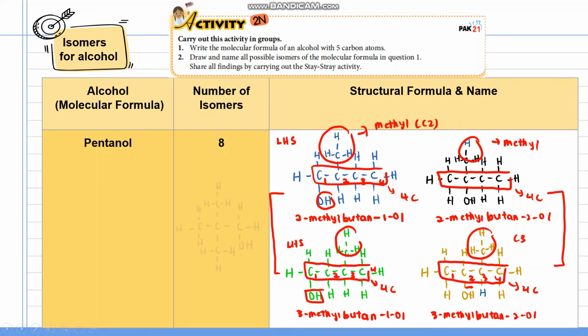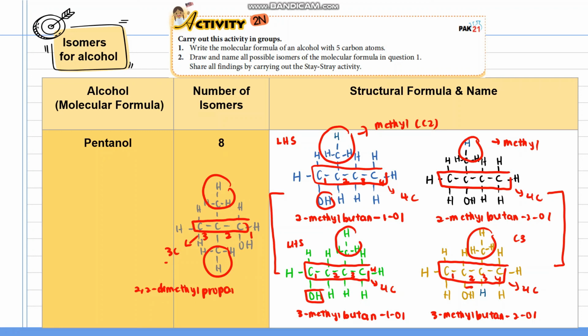Last but not least, we have the last isomer, which is this. Now the longest carbon chain is 3 carbons, and as you can see, we have 2 methyl groups on the same carbon. This is carbon number 1, carbon number 2, carbon number 3. We have 2 methyl groups on carbon number 2, so we name it 2,2-dimethyl. Di here means there are 2 methyl groups on carbon number 2. So 2,2-dimethylpropan-1-ol. The hydroxyl group is on the first carbon, that's why we name it propan-1-ol. So these are all the isomers of pentanol.